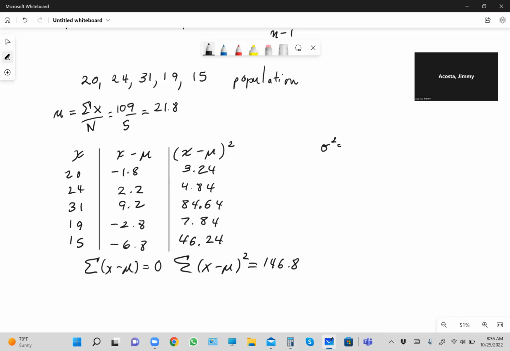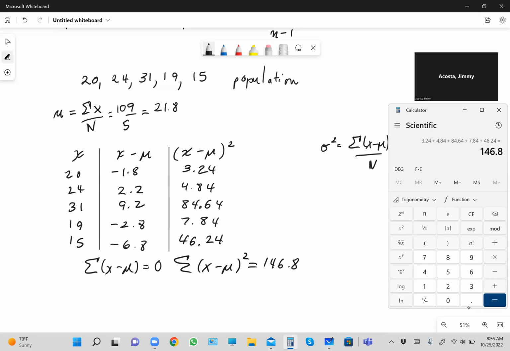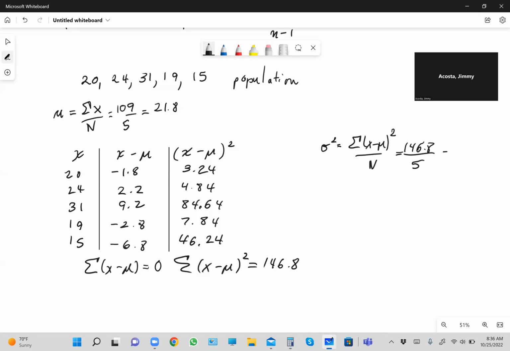And now we're going to find, what's the next step called? Our variance. So we take our sum of squares and divide it by n. What's 146.8 divided by 5? And that's actually a nice number. Don't mess with it. 29.36. Leave it like that.